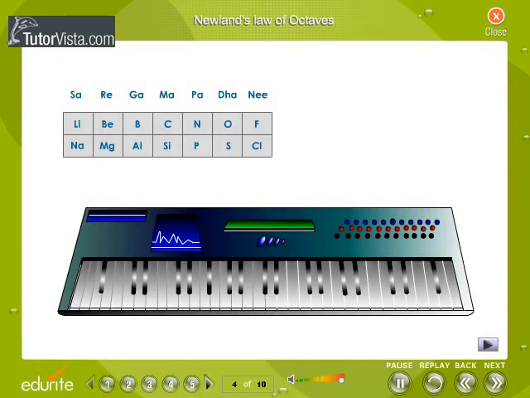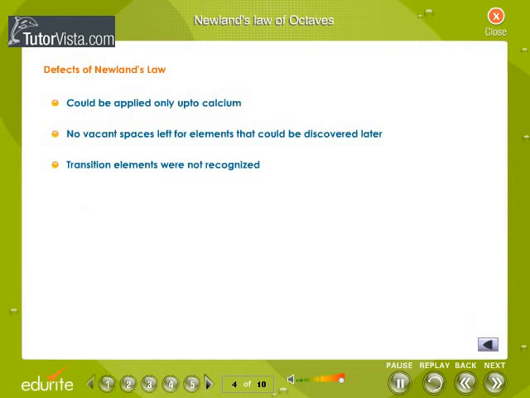Newlands' law of octaves. Newlands' law of octaves states that when elements are arranged in the increasing order of their atomic mass, the eighth element resembles the first in physical and chemical properties, just like the eighth note on a musical scale resembles the first note. Lithium resembles sodium in properties. Nitrogen resembles phosphorus in properties. The defects of Newlands' classification are listed here in this slide.